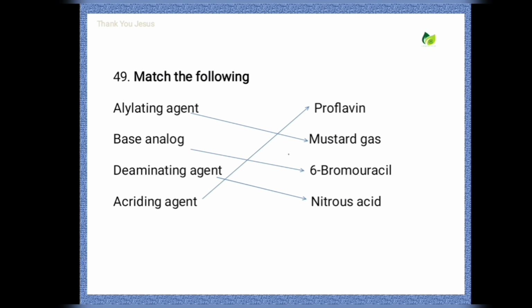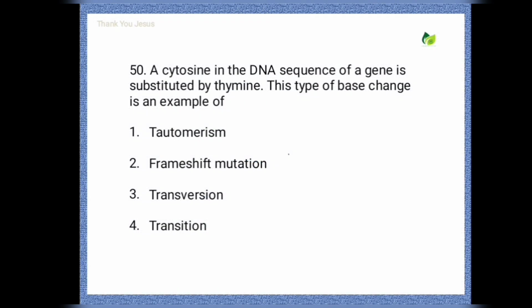Next question. A cytosine in the DNA sequence of a gene is substituted by thymine. This type of base change is an example of. Options are tautomerism, frame shift mutation, transversion and transition. Correct option is transition.